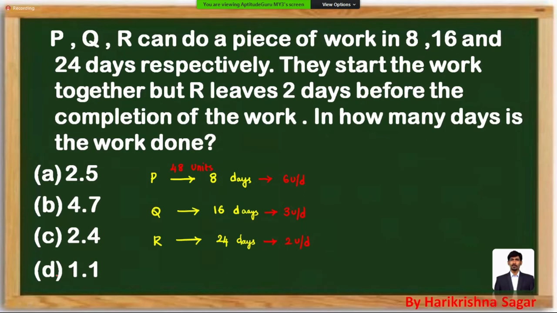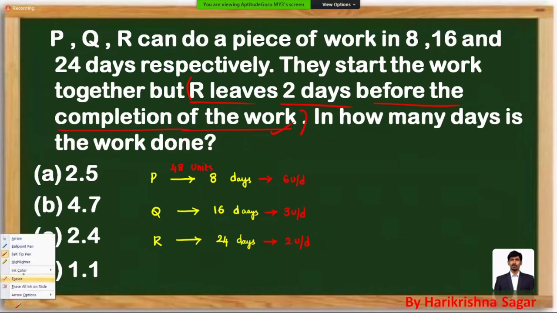As per the data which is narrated, they start the work together, but R leaves 2 days before the completion of the work. Very important statement. How can we take this data? That means R was not there in the last 2 days, right? So in the last two days, only P and Q are working.